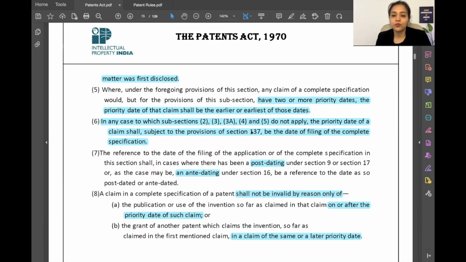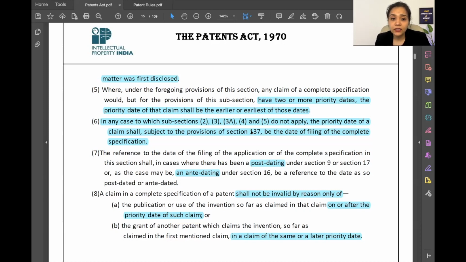Why we have this provision is, for example, I have filed an application in the US. I filed one application in the US on 1st April 2023, and another application in the US on 1st May 2023. So I filed two applications in the US, and in the Indian application, I am claiming priority date from both of these applications. Then what would be the date of priority of my claims? The date of the earliest of those dates. So it would be 1st April 2023.